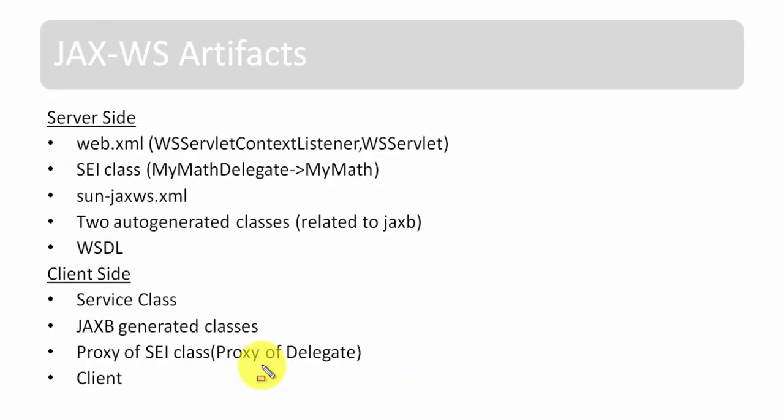Once again, I am showing the list of files on the server side and the client side. The server side consists of the web.xml changes, the delegate, that is the service endpoint interface class, the sunjax.ws XML file, two auto-generated classes, and the WSDL file. All of this will be packaged as a WAR file and deployed into a J2EE web server like Tomcat.